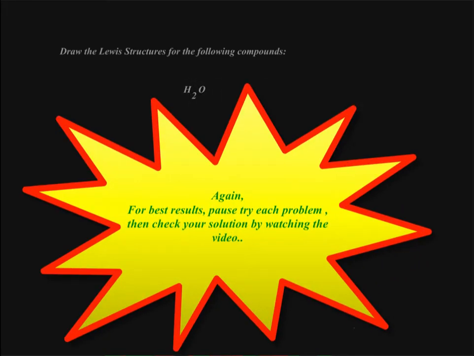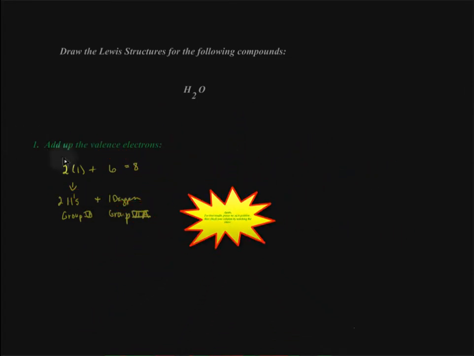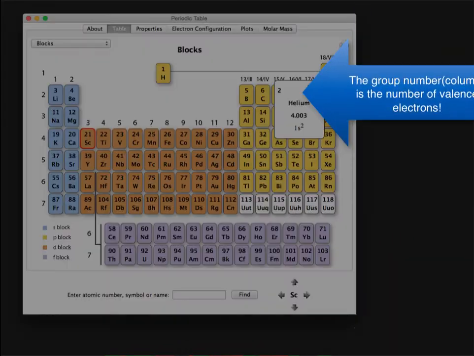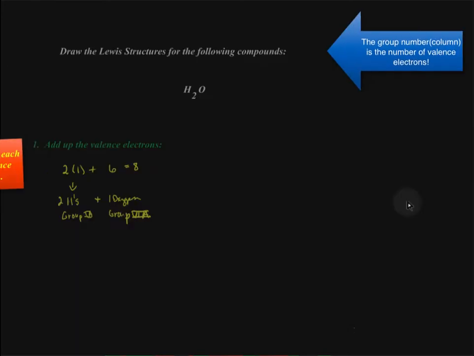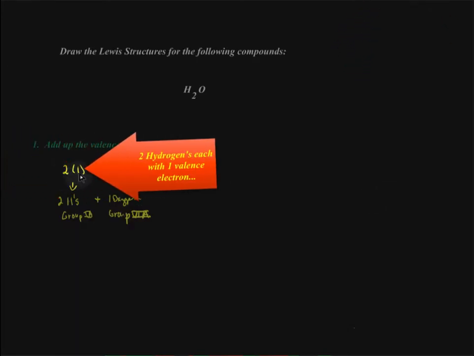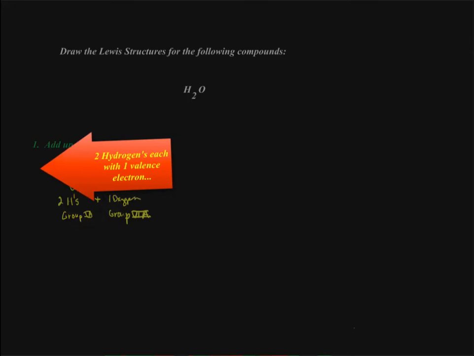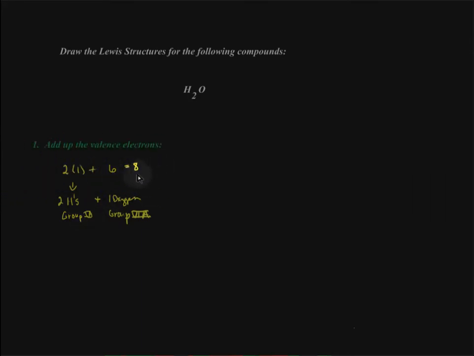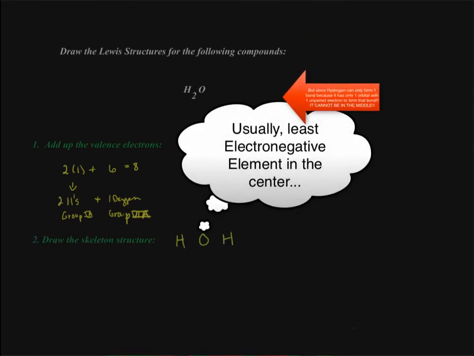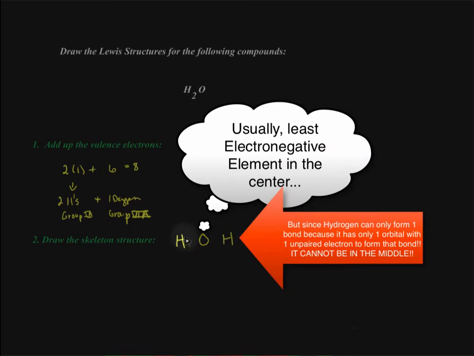All right, so we're going to now draw the Lewis structure for water, H2O. As always, the first step is to add up the valence electrons. So we know that if we go to the periodic table, hydrogen's still in the first column. Oxygen is in group 6, so it has 6 valence electrons. There's 2 hydrogens, so 2 times 1, group 1A, plus 6 is 8. These are your total valence electrons. Now we draw the skeleton structure. So the skeleton structure is going to have oxygen in the middle because hydrogen will never be in the middle. It can only form one bond.